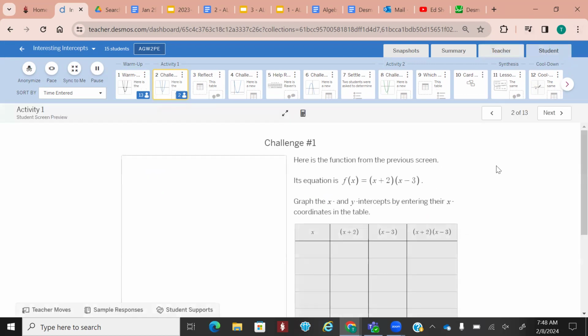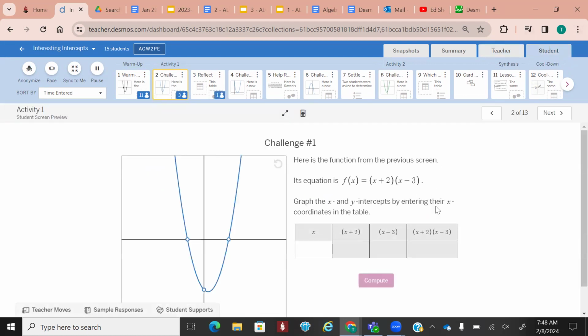All right, so on number 2, it says, here's the equation. Graph the x and y intercepts by entering their x coordinates in the table. So if I had x equals 0, what value would that give me? If I simplify it, it would give me -6, which is right here. That's our y-intercept, right? Now we want the y value to be 0 so we can graph our x-intercept.